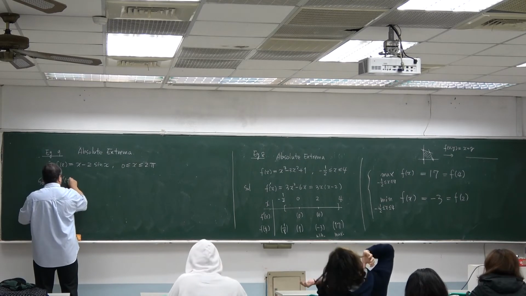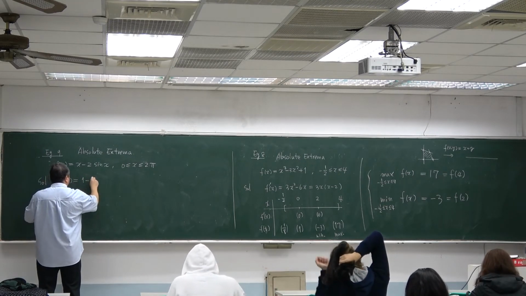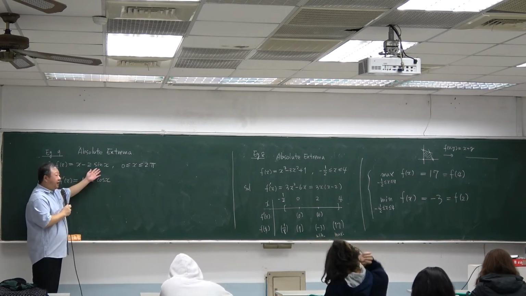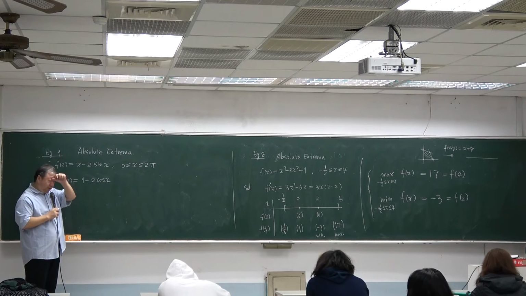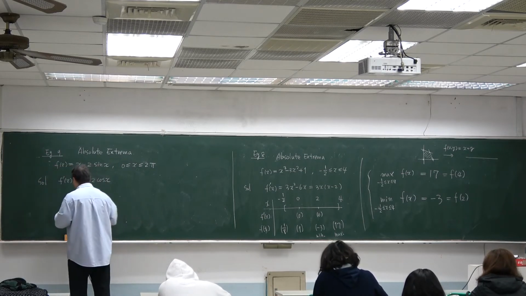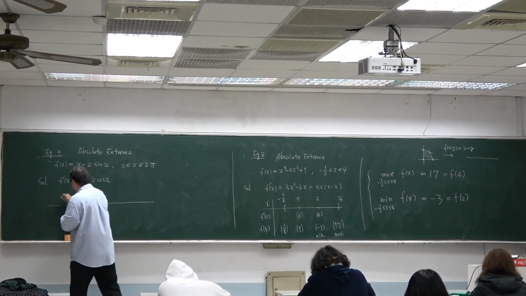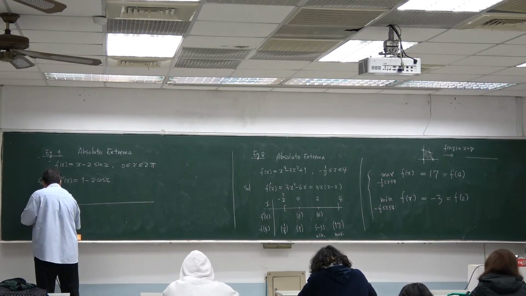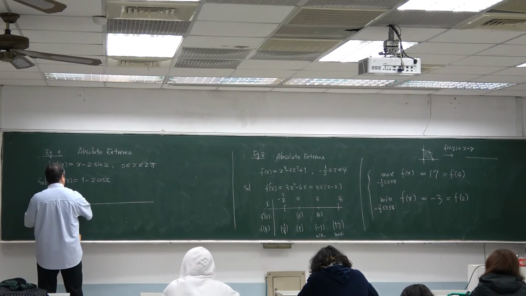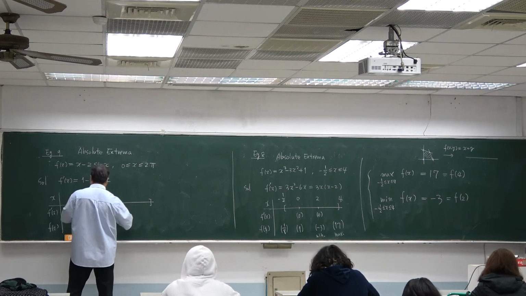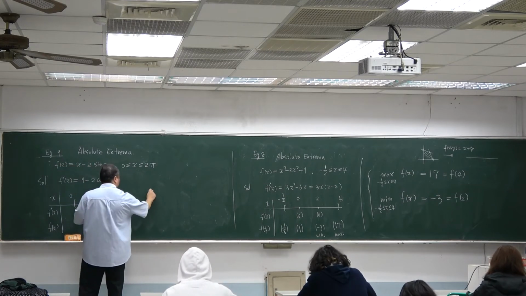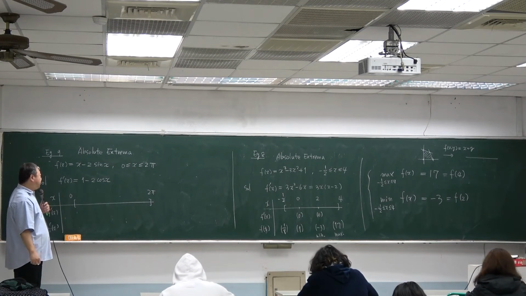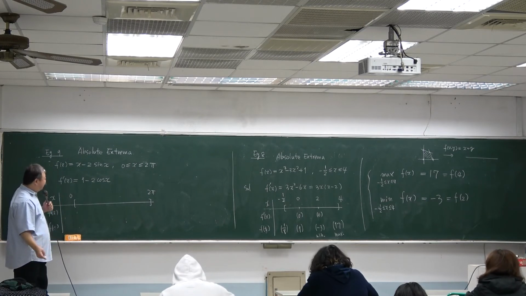First, find the derivative of f. This is 1 minus 2 cosine x, because the derivative of sine is cosine. I hope you still remember this. x, f prime of x, and f of x, from 0 to 2 pi. And the endpoints are 0 and 2 pi. The critical numbers.